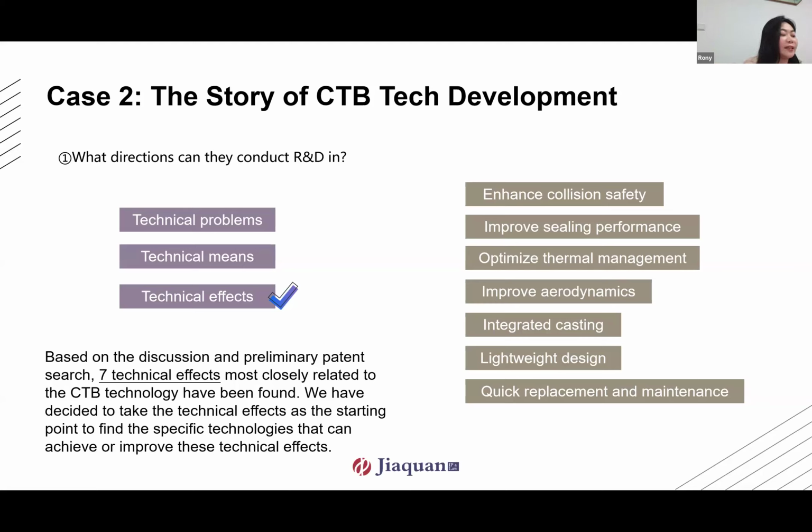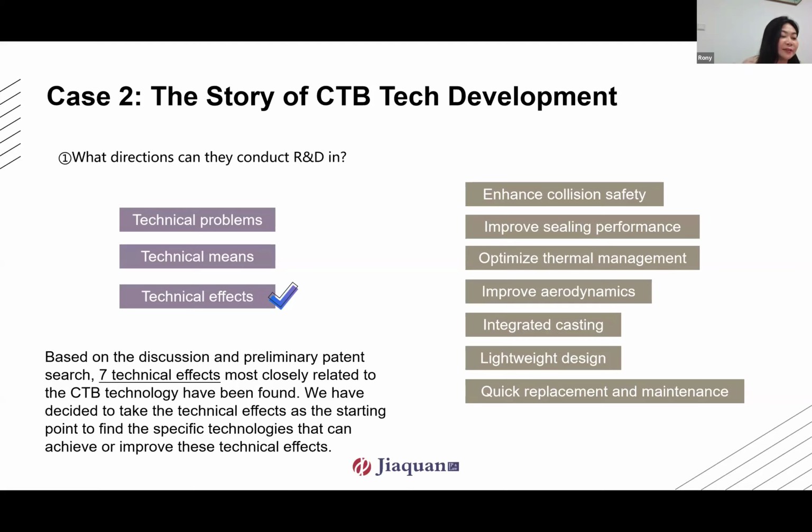When we were doing the technical decomposition and the classification, we did encounter some difficulties. First of all, we need to determine a technical classification system or a framework of C2B technology. And then based on this framework, assign the patents we searched to the corresponding technical directions. In Chinese, we always say the technical branches.